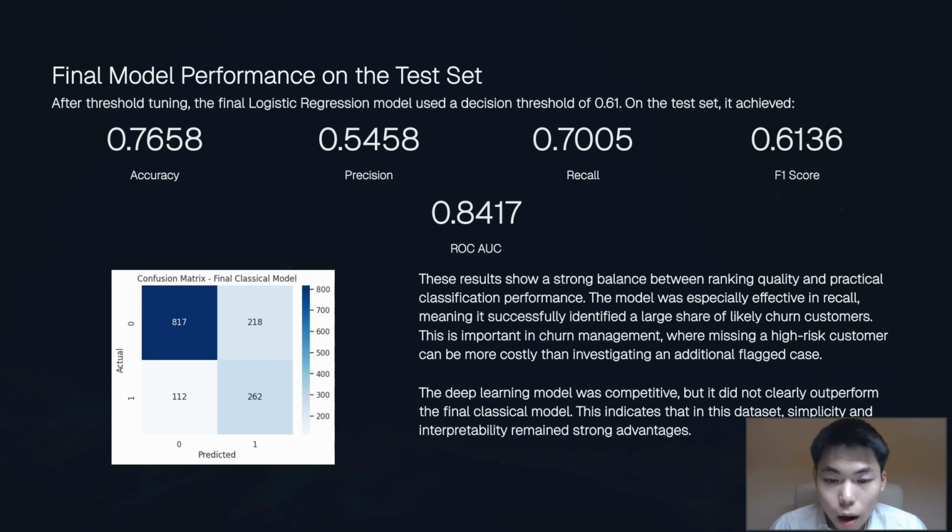It means a model was able to identify a large share of the customers who were likely to churn. I also tested the deep learning model, and the MLP was competitive, especially on recall and F1 score. However, it did not clearly outperform the final logistic regression model. So my conclusion is that for this data set, the simpler classical model offers the best balance between performance, stability, and interpretability.